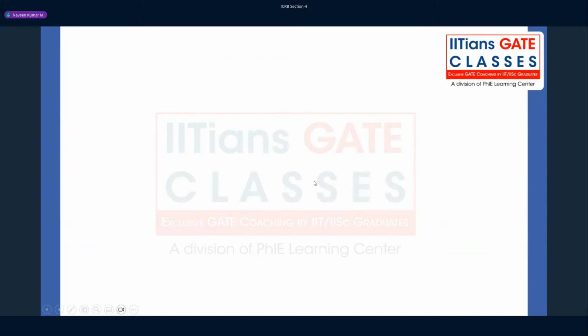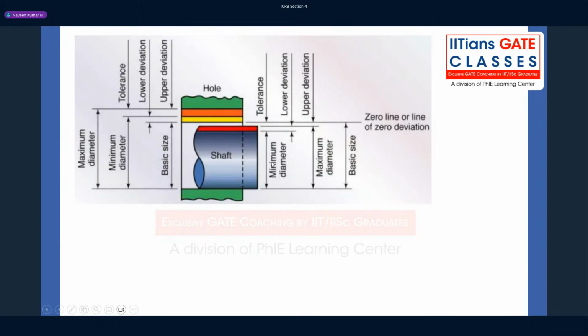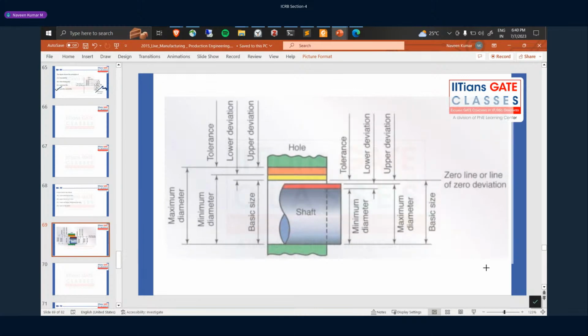Good. Next. Again it is from metrology and inspection. A basic hole is one whose lower deviation is zero, upper deviation is zero, lower and upper deviations are zero, none of them. First, you have to understand what lower deviation and upper deviation are. For that, I have a diagram already kept for you, because I cannot draw all these diagrams. If you see, this is hole, this is shaft. Let me make this figure a little bigger so that I can explain it very nicely.